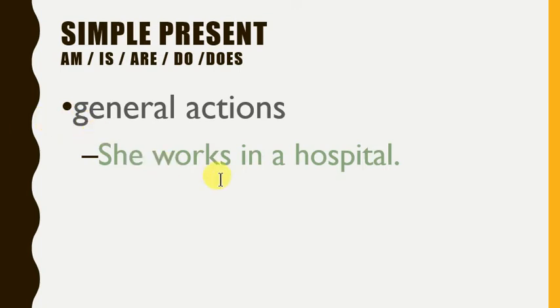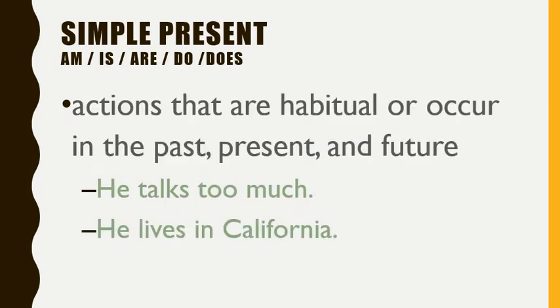The first is general actions, like "she works in a hospital." So this is a general description of what she does for a living. She lives here, she lives there, she plays tennis, okay? That's just generally describing that person. Things like that will be described in the present tense.